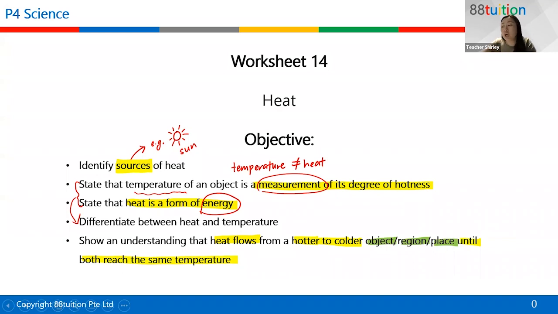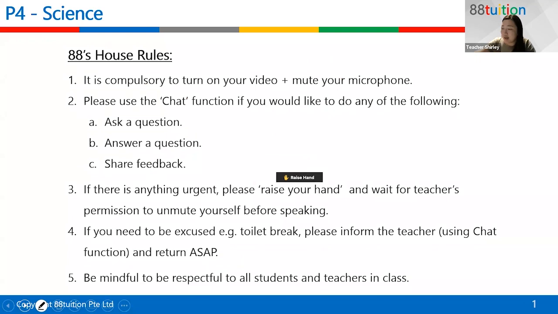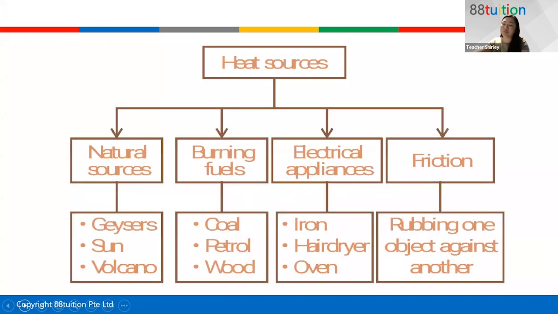So this is the concept of heat. Basically, heat always flows from the hotter region to the colder region until they both reach the same temperature. It means they reach equilibrium. These are the main objectives that we're going to cover today, and you will see that in the questions that we're going to cover later. We were talking about learning objective number 1, LO1, which is to identify sources of heat.